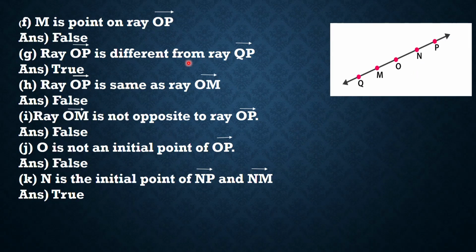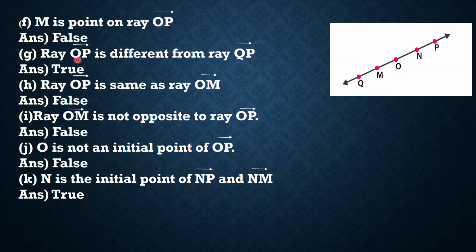Next we have, M is a point on ray OP. From O it will start towards this side and pass endlessly. So is M a point on it? No, because it is starting from here. Ray means one endpoint, and on the other side it will pass through endlessly. In this direction after the endpoint we have M. So obviously it is not lying on ray OP.